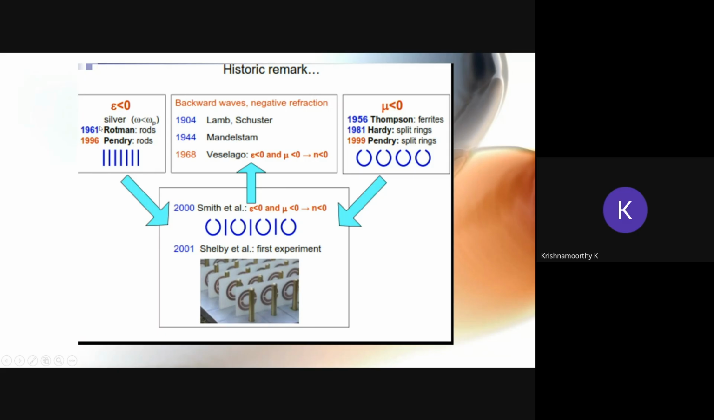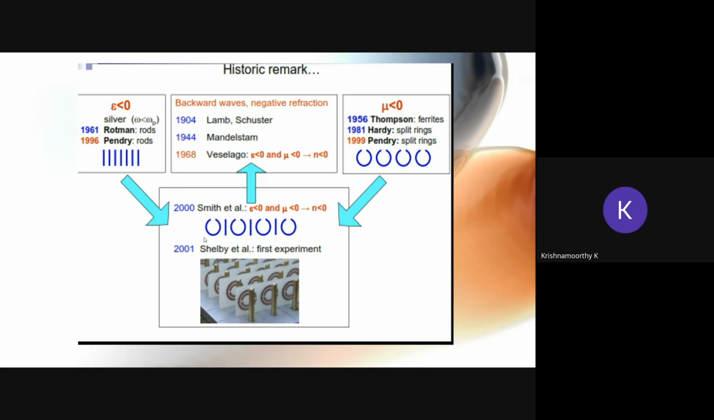So the epsilon negative value, we already know we can get using the periodic arrangement of rods, and we can get mu negative value using the split rings. It was proposed by Pendry in 1999. Similarly, in 1996 this epsilon negative was demonstrated. Until 2001, this double negative medium was not realized.